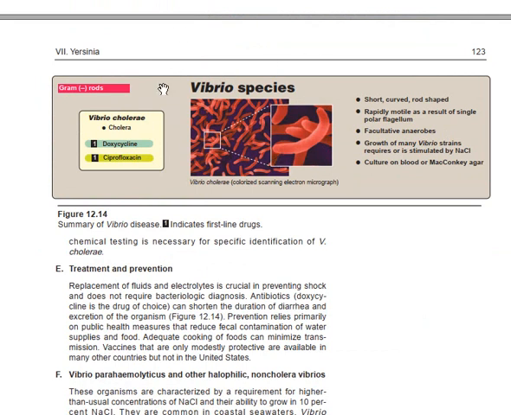So now the next one is Vibrio cholerae species. For Vibrio cholerae species, this is the general characteristic. You need to know that it is short, curved, or rod shaped. For Vibrio cholerae, they are curved and rod shaped, or comma shaped. They are rapidly motile as a result of a single polar flagellum. They are facultative anaerobes. That's why immediately somebody dies, cholera is going to die with that person within 24 hours because they are going to be exposed to air.